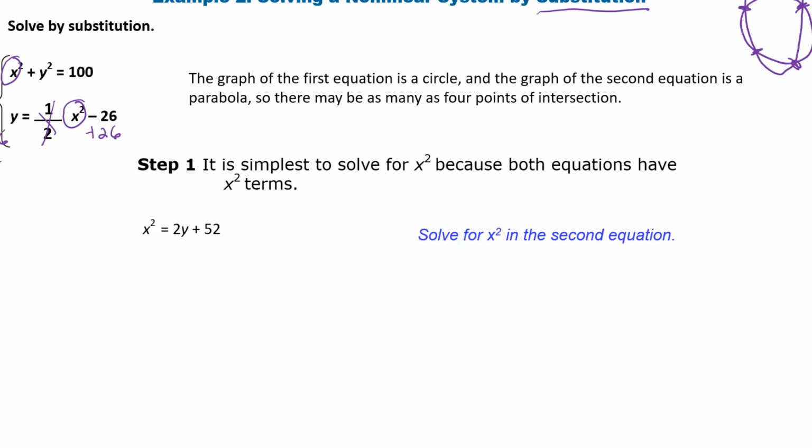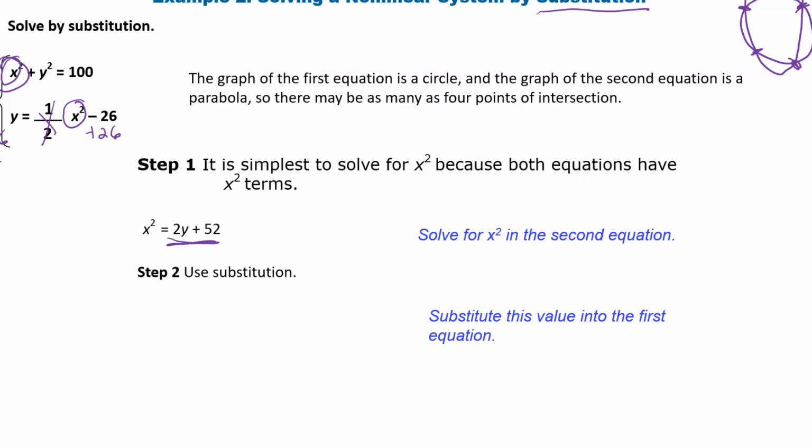All right, so now that I've solved for x squared in the second equation, I can use substitution. So what I'm going to do is go ahead and substitute this value, x squared equals 2y plus 52, into the first equation. So in place of x squared up here, I'm going to put this piece of my equation. So I'm just substituting. So once I've done that, I can set that equal to 0. And now I can simplify and set it equal to 0. And I end up with y squared plus 2y minus 48 equals 0.